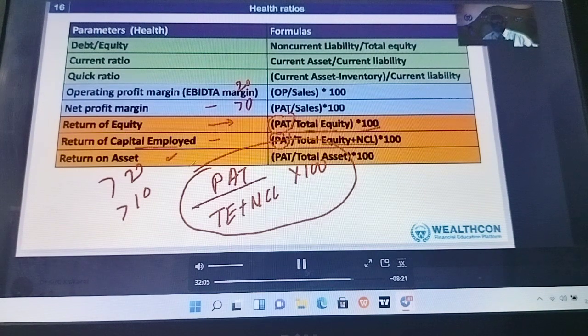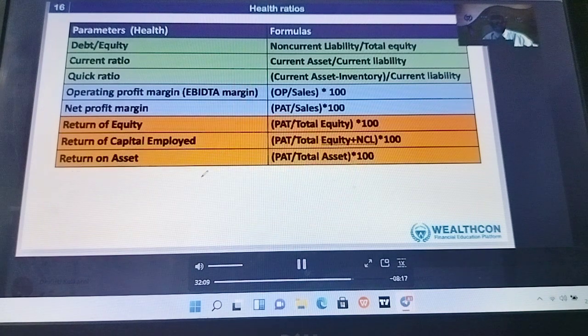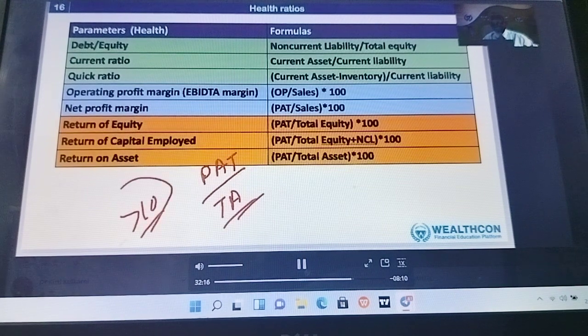Return on asset is another parameter which is used for the bank, in which you take the ratio of profit after tax to total asset. If it is more than 10, it is good. For the bank, it might be less. Even 2 is more than enough. So these are the ratios by which you decide the health. Now these are industry specific as well. This is net profit margin, operating profit. These are the health ratios.